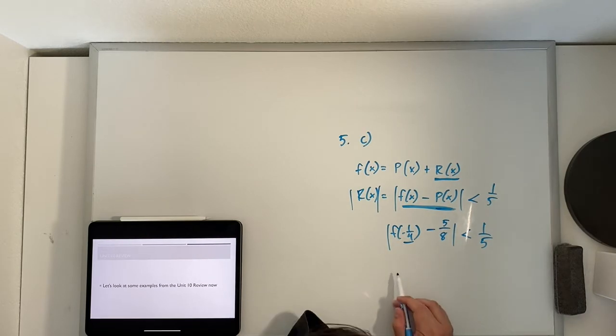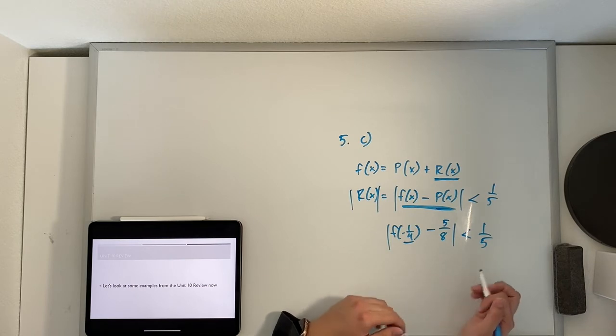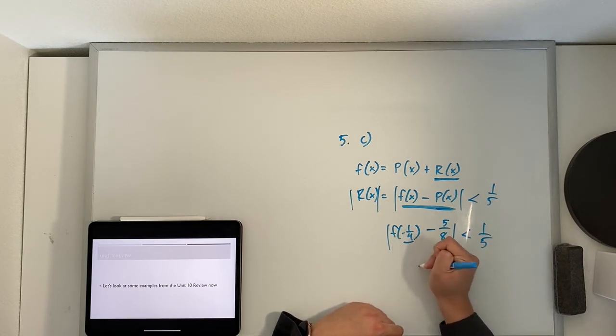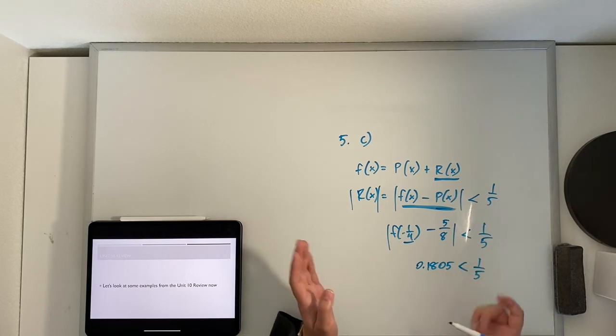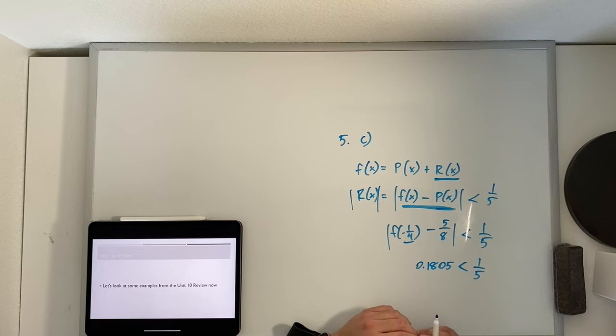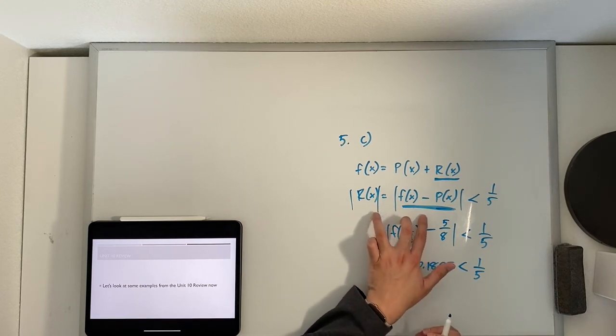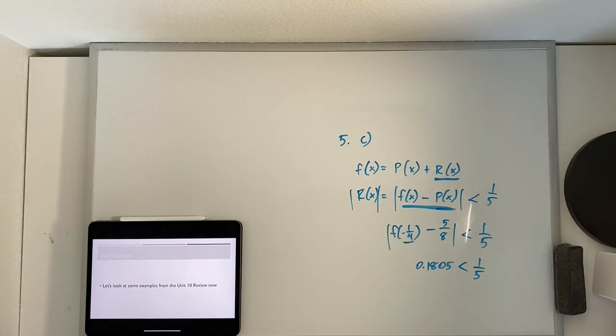So finding f of negative 1/4, subtracting 5 over 8, taking the absolute value, this is approximately 0.1805, which is less than 1/5. So that's the only work that we need to do here. Okay, it's recognizing this relationship here.